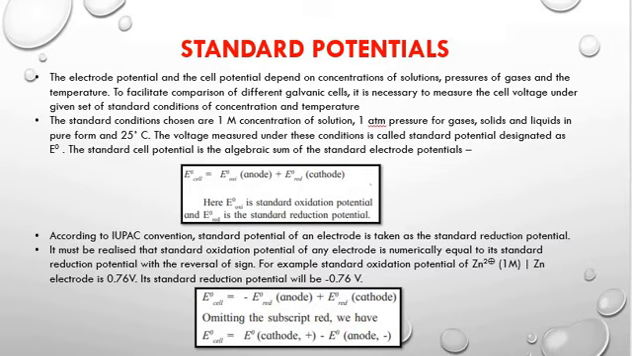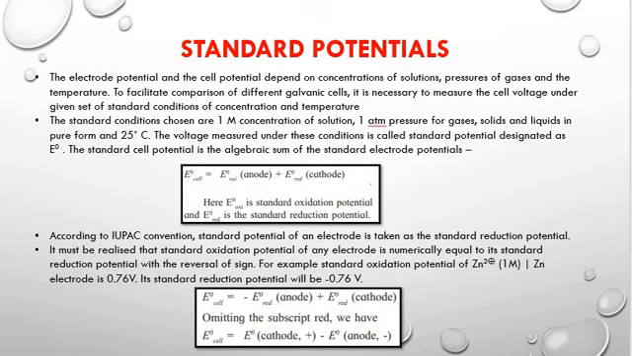It must be realized that the oxidation potential of any electrode is numerically equal to the standard reduction potential with the reversal of sign. That means if I am talking about the standard oxidation potential of zinc, it is 0.76 volt. So its reduction potential would be minus 0.76 volt. And this would be called the standard potential at the standard condition.